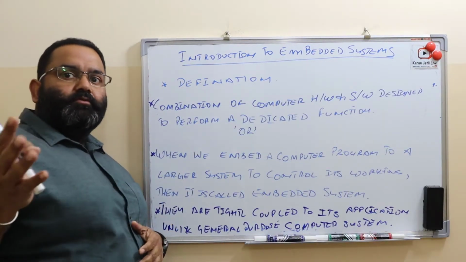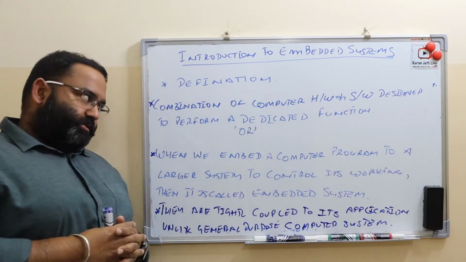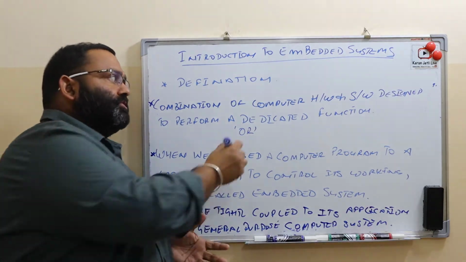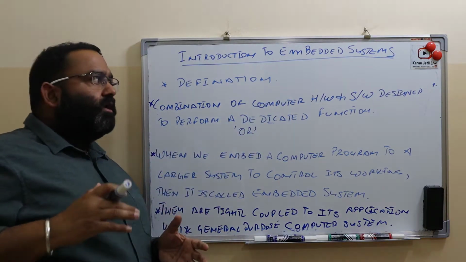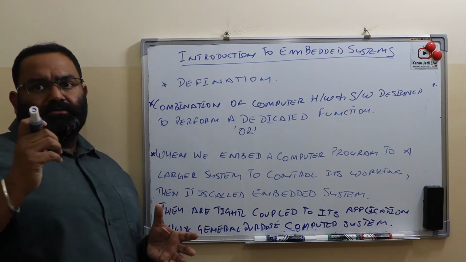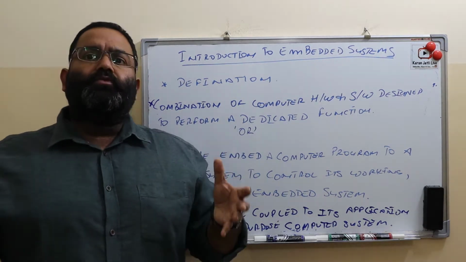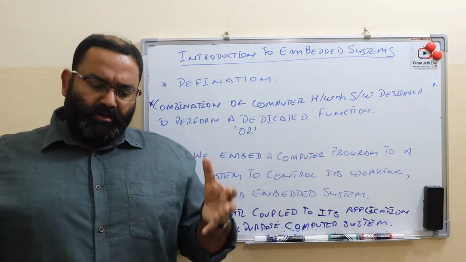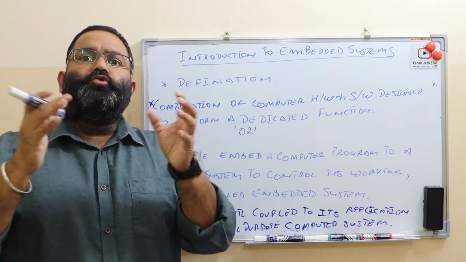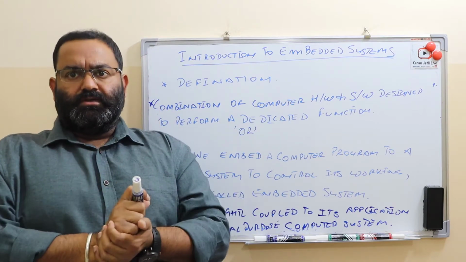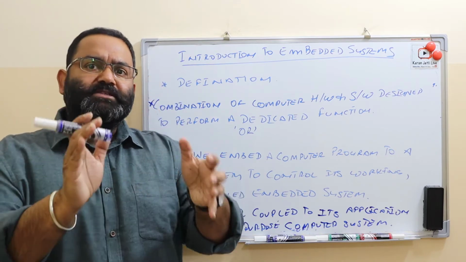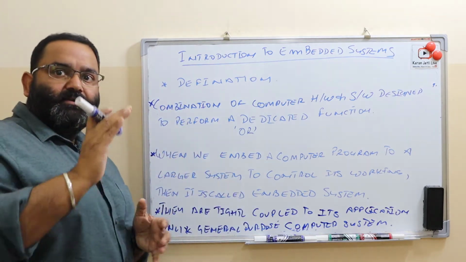So guys, coming to the formal definition of embedded systems. So what are embedded systems? An embedded system is a combination of computer hardware and software which is designed to perform a dedicated task. So what is an embedded system? It is a combination of computer hardware and software which are designed to perform a specific task, not a general purpose task. So they are designed to perform a specific or dedicated task.